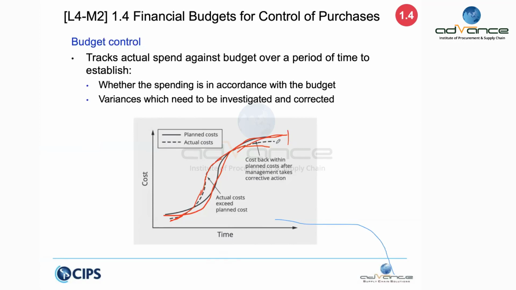Or the management will say, how come you're left with so much money? You must have over budgeted. As a result, some other function did not get the money because you took the money. So any variance has to be investigated and corrected.